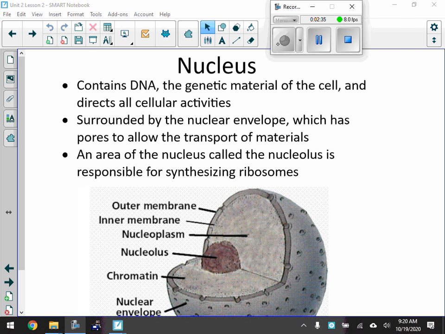The nucleus contains DNA, the genetic material of the cell, and directs all cellular activities. So the nucleus kind of runs the show here. It is surrounded by the nuclear envelope, which has pores to allow the transport of materials. An area of the nucleus called the nucleolus is responsible for synthesizing ribosomes.